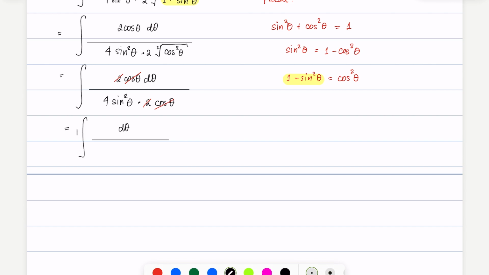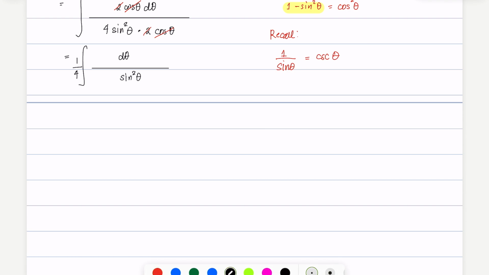I'm going to take out 1/4 since that is just a constant out of the integral, so 1/4 sine squared theta. Now, if you recall, and I need you to recall this one, notice that 1 over sine of theta is simply cosecant of theta. That means to say that our integral can be re-expressed into its equivalent form, 1/4 the integral of cosecant squared theta d theta.